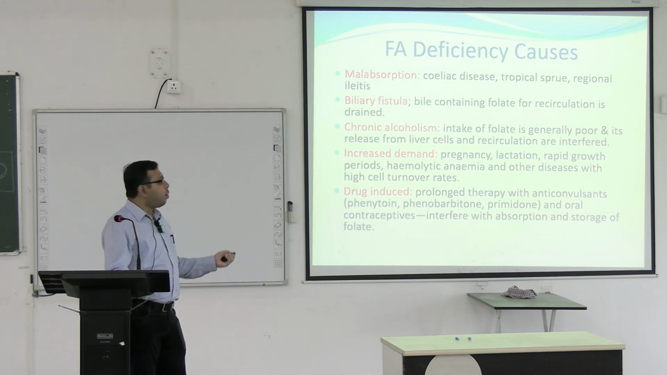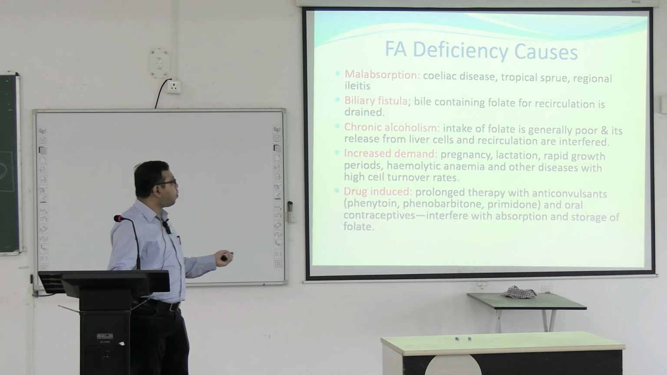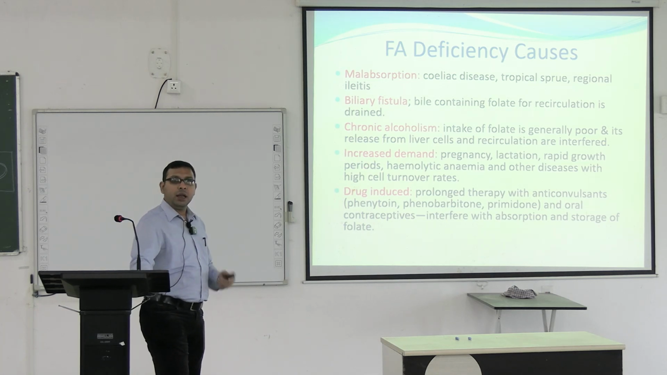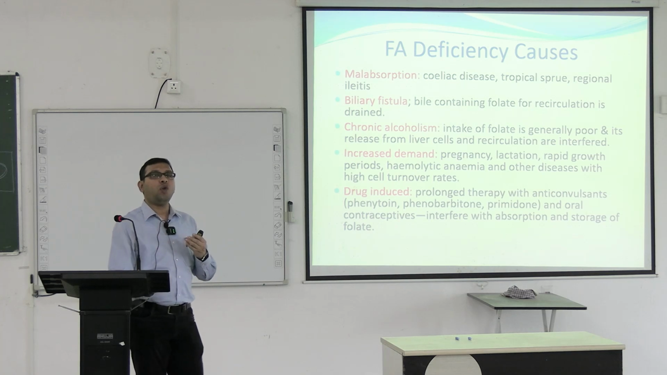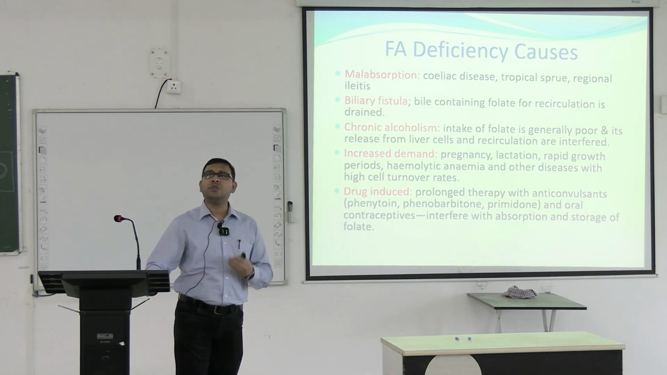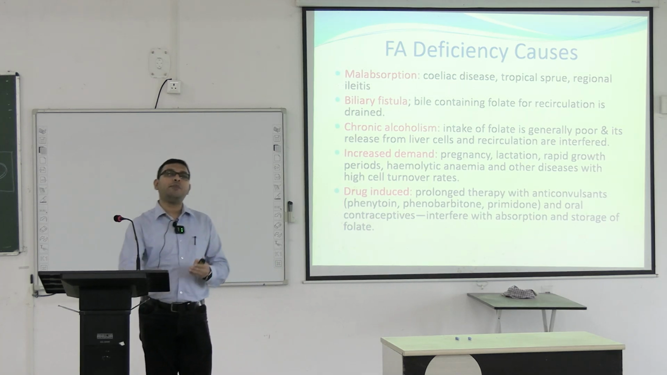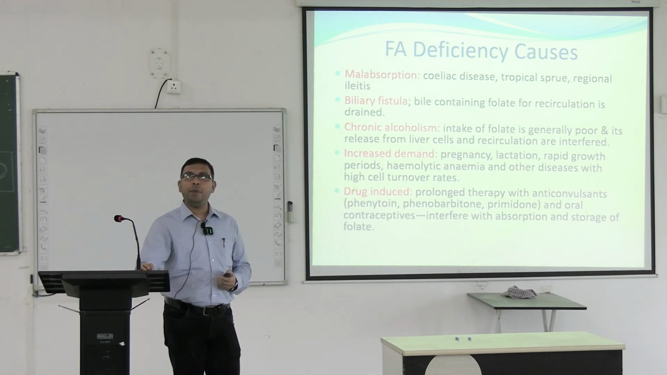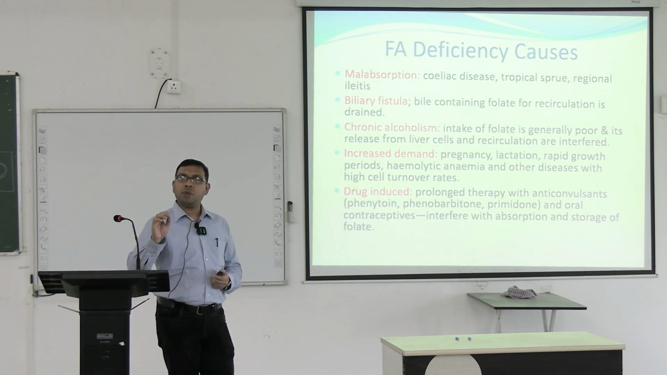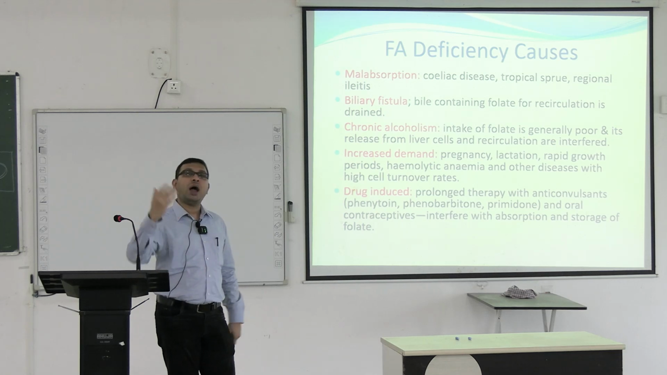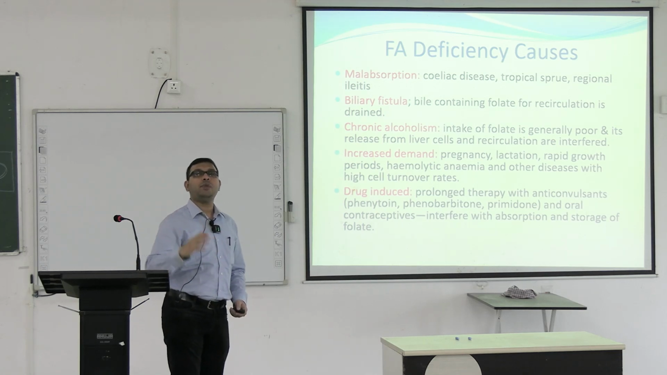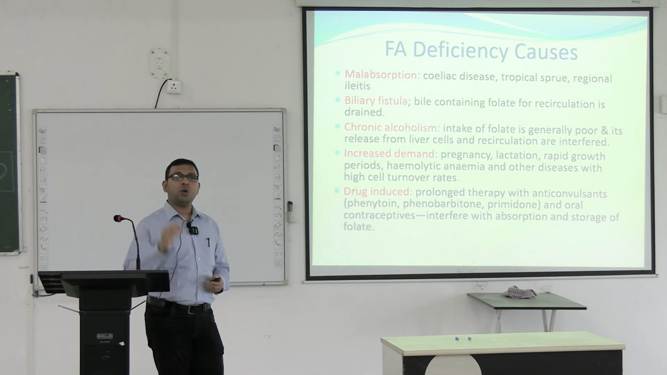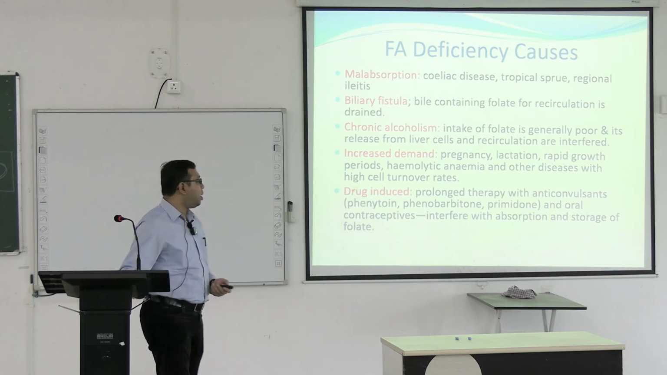Increased demand: pregnancy, lactation, rapid growth periods, hemolytic anemia and other diseases with high cell turnover rates. In these cases, the folate requirement in our body is increased many-fold and folate replacement from outside is needed. For example, in pregnancy folate supplementation is a must. High doses of folate are given, and even higher doses are needed if there is any history of neural tube defects or any neurological problems in the babies.